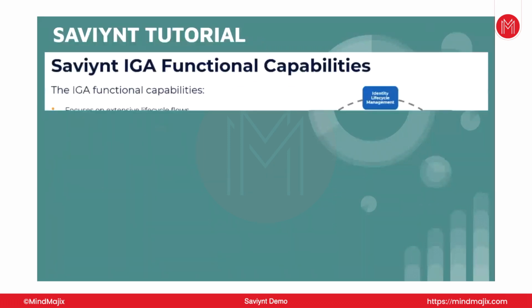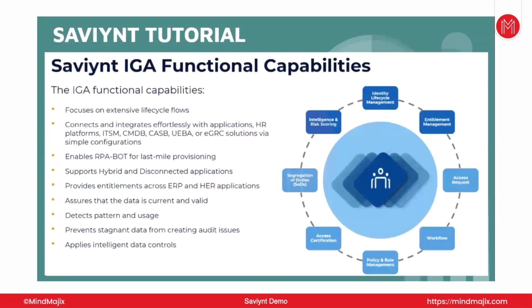Now coming to the functional capabilities of Saviynt. This tutorial will be based on the overall view of Saviynt, not into the deep technical details as of now. So we will go through the functionalities of Saviynt. As I told you, it focuses on the extensive life cycle flow. Life cycle means when the identity is created.